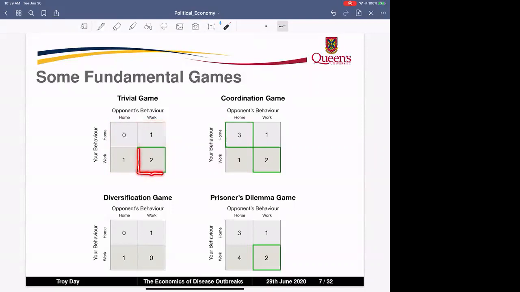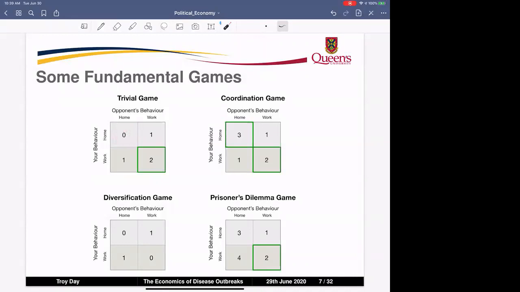So assuming the game is symmetric and you're both playing, this is where we're going to end up. Both of us are going to go to work because we prefer to do that no matter what our opponent is doing. And we end up at work. And the other thing to notice is that we end up at work and we collectively get a payoff of 2, which is better than we would have if we'd stayed home, which would have been 0.